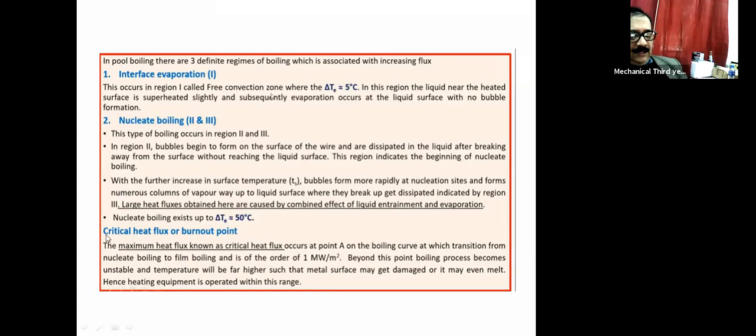Then comes the critical heat flux or burnout point. The maximum heat flux, known as the critical heat flux, occurs at point A on the boiling curve.